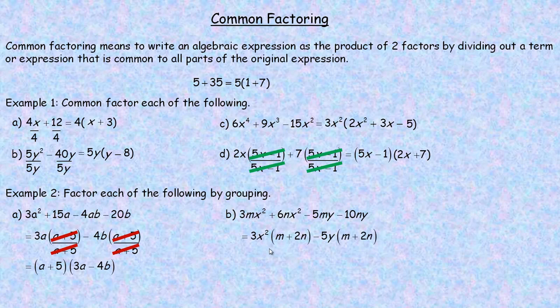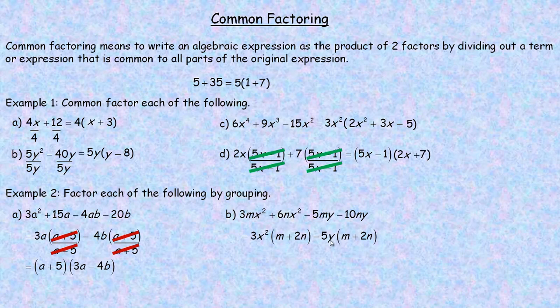And so if we factor a 3x squared out, we get 3x squared times m plus 2n. Again, you can check: 3x squared times m is 3mx squared. 3x squared times 2n would be 6nx squared. And then in the last 2 terms, there's a common factor of negative 5y. So we can factor a negative 5 out of these because that goes into both those numbers, and they both have a y in common, so that's why we can factor the y out.